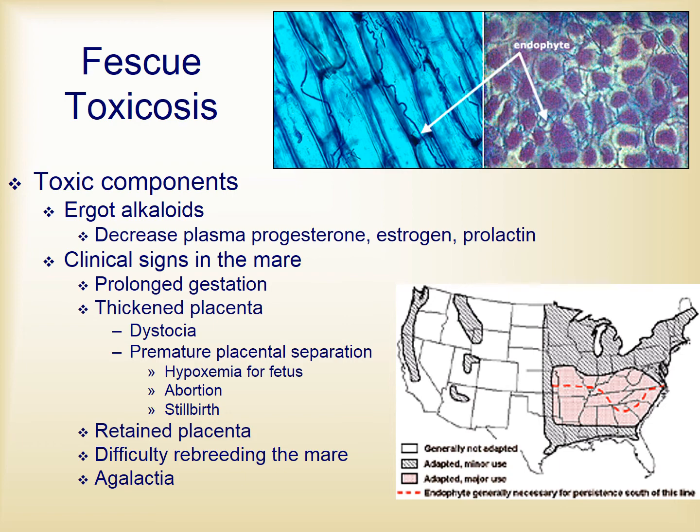Mares affected with fescue toxicosis can retain their placenta, which can be a life-threatening emergency in a mare. Mares may be difficult to rebreed. And finally, mares can develop agalactia. And if the agalactia can't be resolved, then the owner is left with essentially an orphan foal, and they'll have to manage the foal separately.